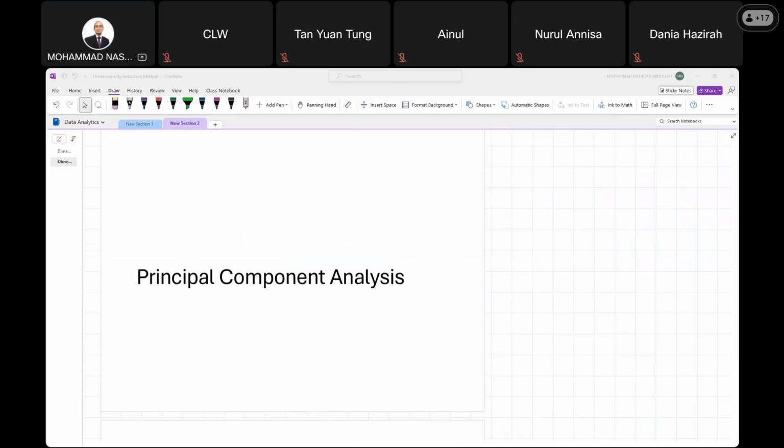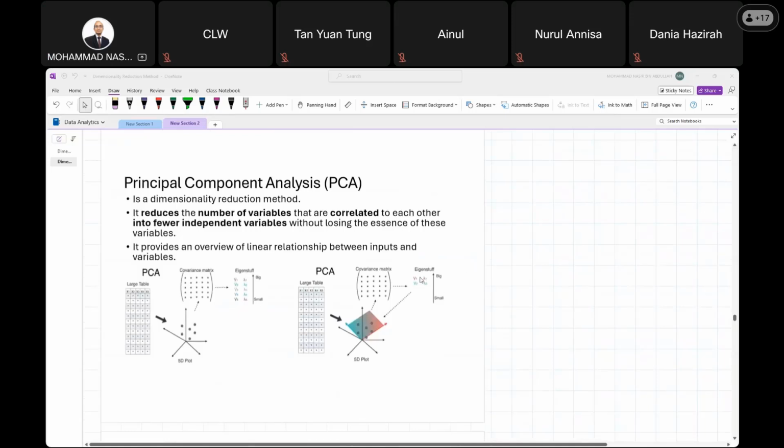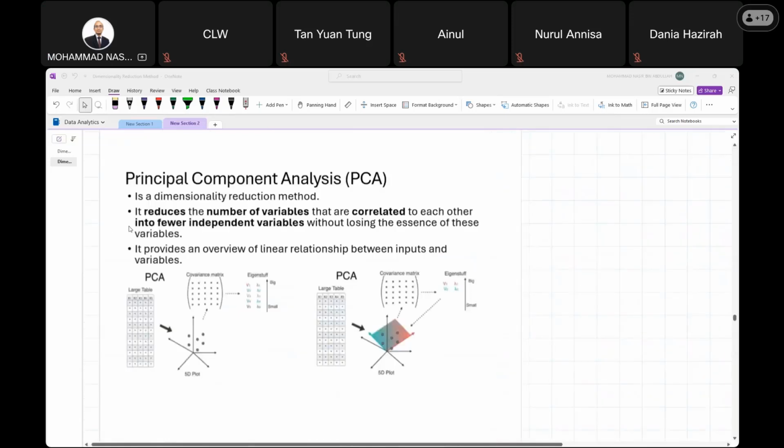All right, so principal component analysis. This one is going to be a very short lecture, right? Principal component analysis is actually still under dimensionality reduction methods. So it serves the same purpose as singular value decomposition. It reduces the number of variables that are correlated to each other into fewer independent variables without losing any essence of the variables. Right?